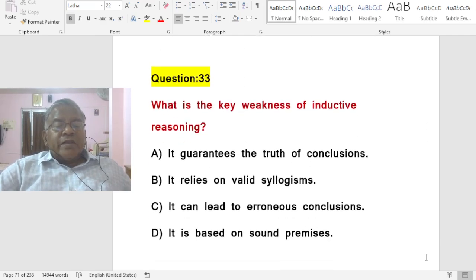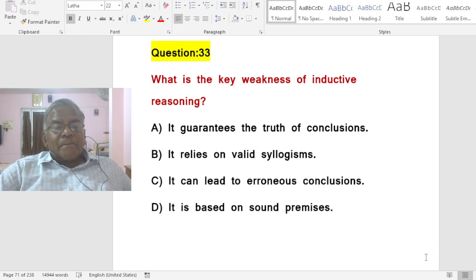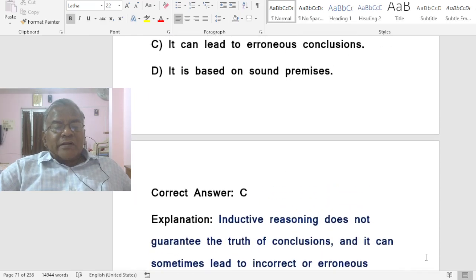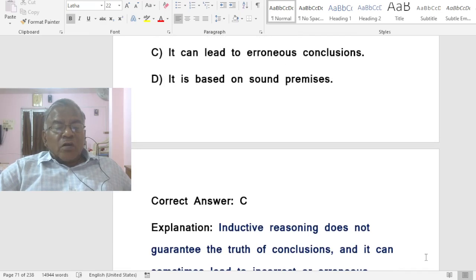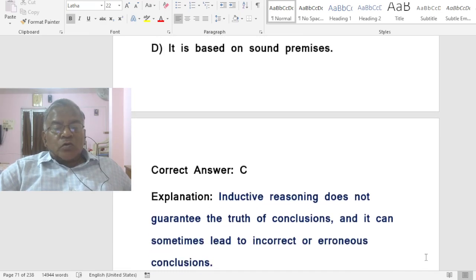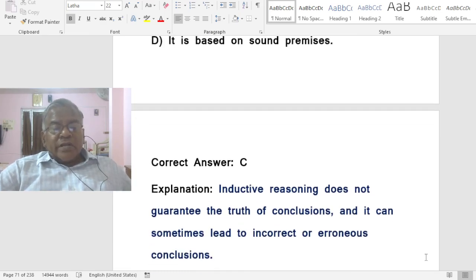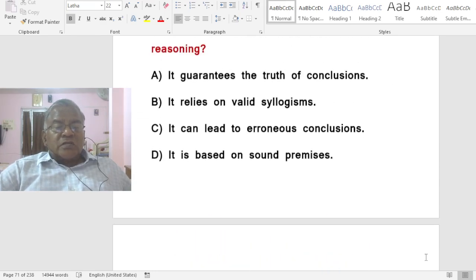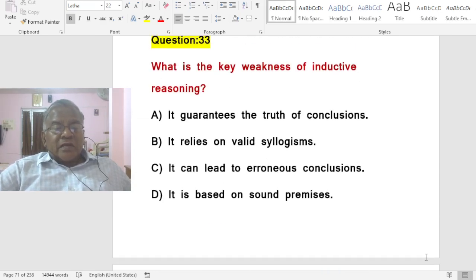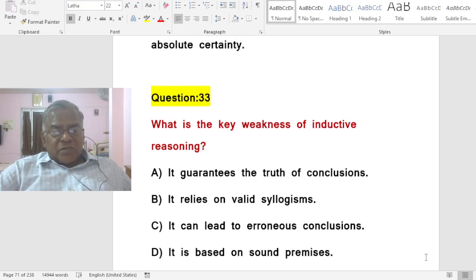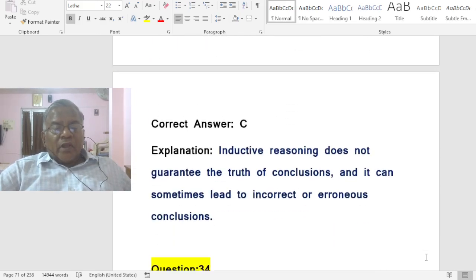Now, what is the key weakness of inductive reasoning? Just see for yourself all the four options. That is, inductive reasoning does not guarantee the truth of conclusions, and it can sometimes lead to incorrect or erroneous conclusions. That is why it can lead to erroneous conclusions, because it is not necessarily 100% true. That is the idea here.